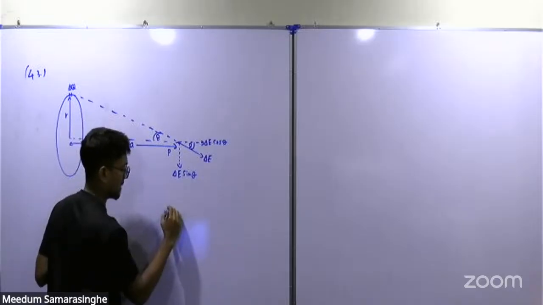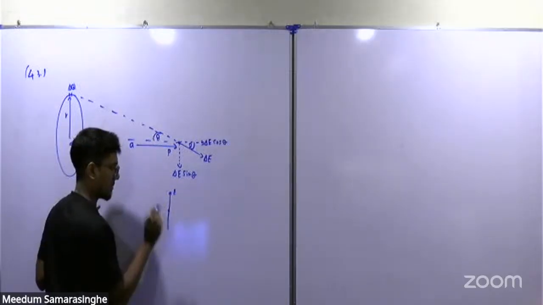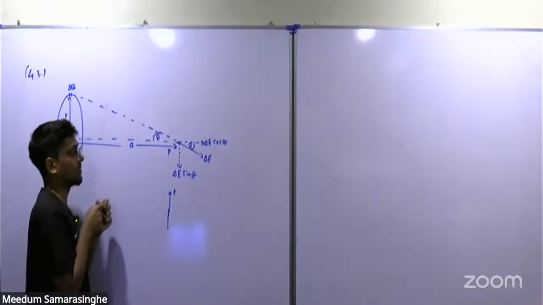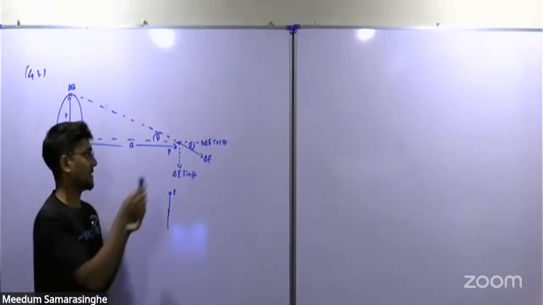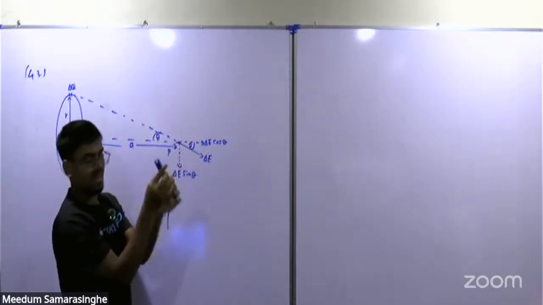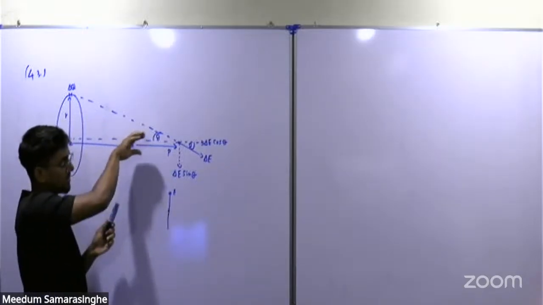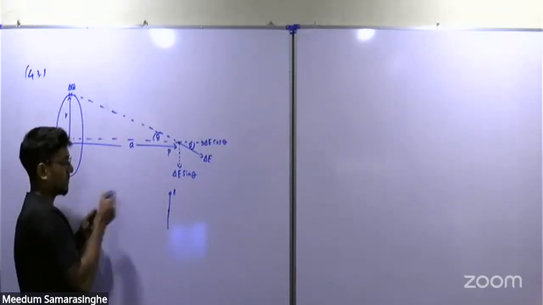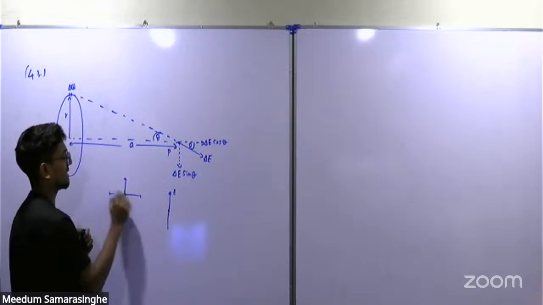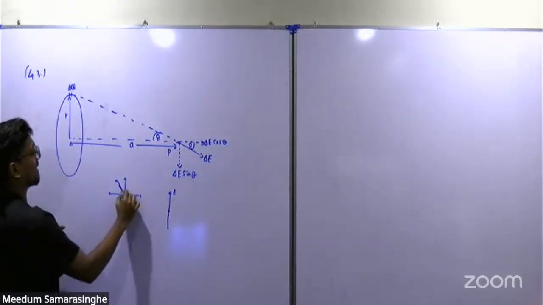When you consider point P, the E sin theta components will be cancelled off, right? This E sin theta and this E sin theta will be cancelled. This E sin theta and this E sin theta will be cancelled, right? When you observe point P, due to each element charge, you have E sin theta in every direction.